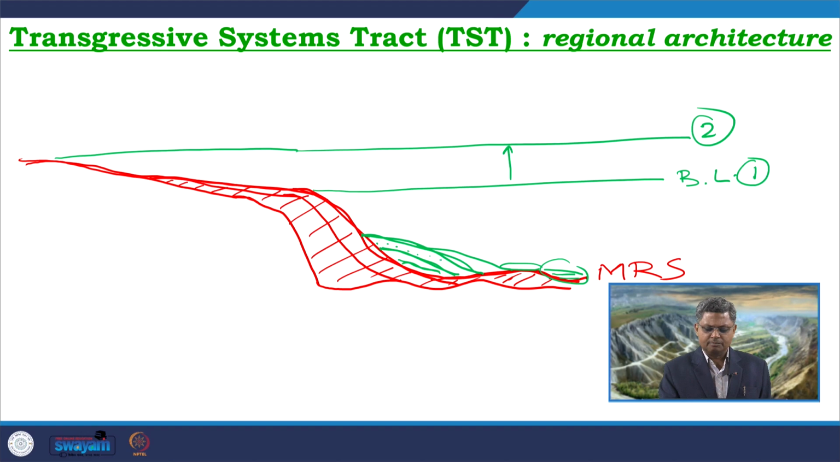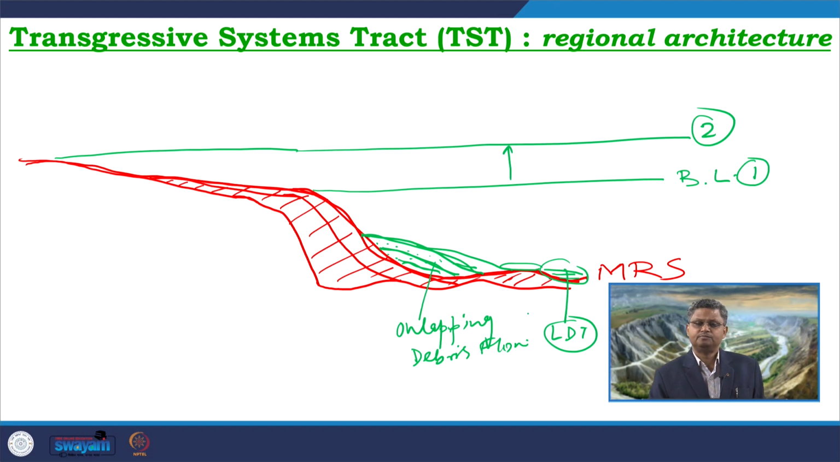One, some high density sediment gravity flow, normally some debris flow forming over here, but that will show onlapping pattern. So, onlapping debris flow deposits, and in this part some low density turbidites will be forming. Commonly the formation of these two units takes place in two different phases: early phase of transgression and late phase of transgression.